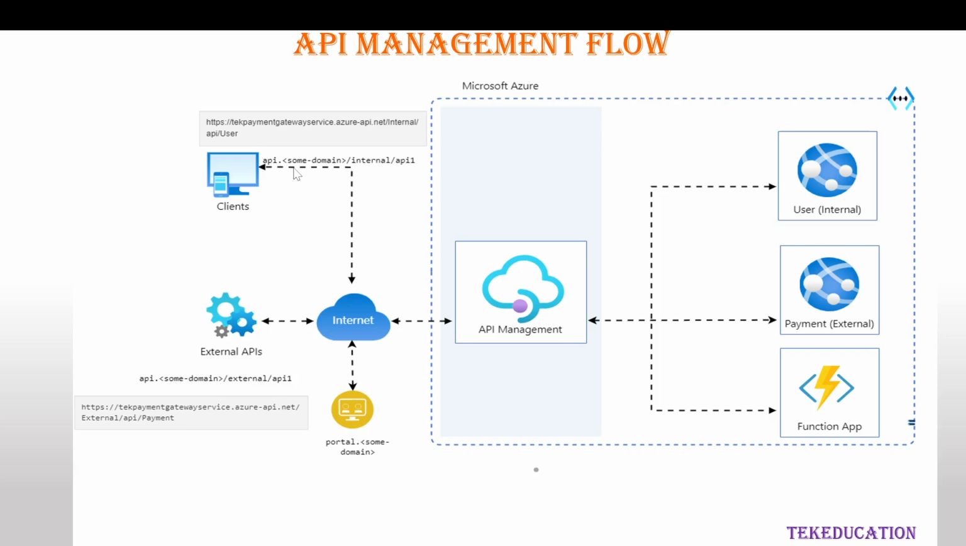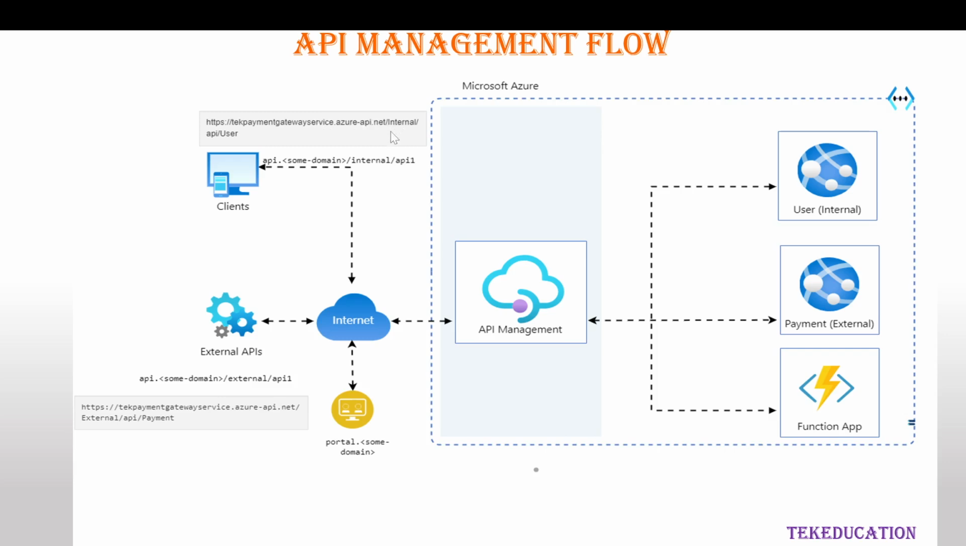These clients are invoking internal APIs. If you remember, one of our requirements is that we wanted two categories of APIs: one internal, one external. Another thing is that whenever you create APIM, the endpoint will be suffixed with azure-api.net. Here I have shown an example: tech payment gateway service dot azure-api.net. That means this is an APIM service.